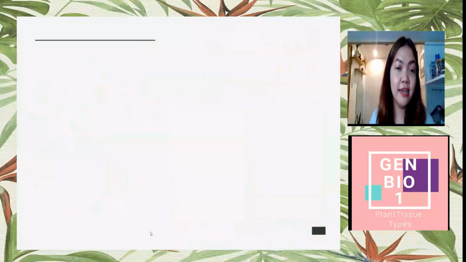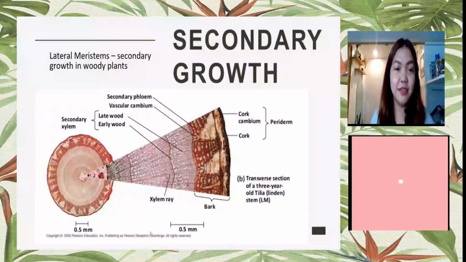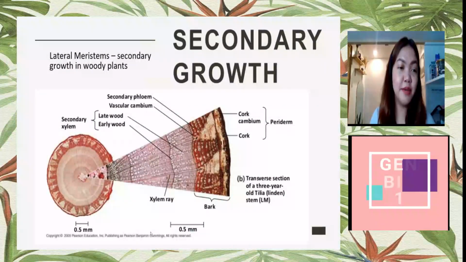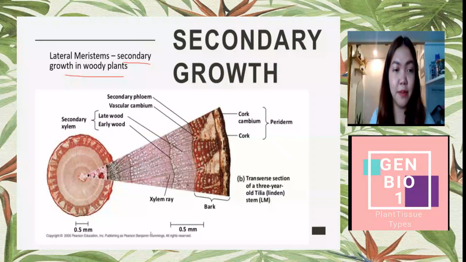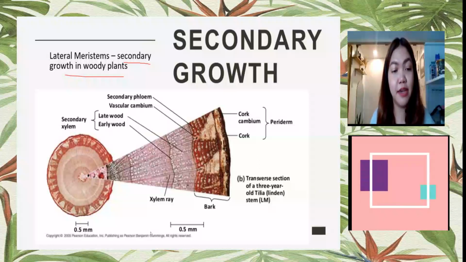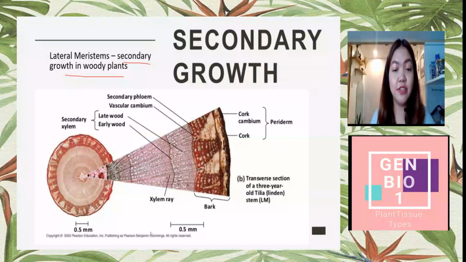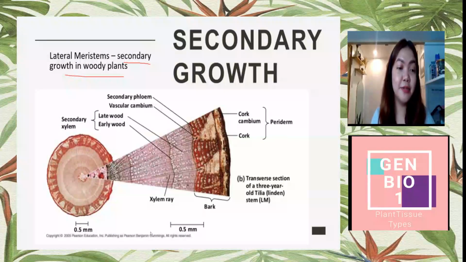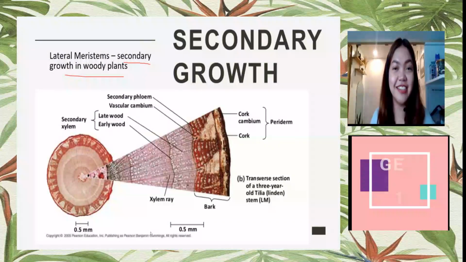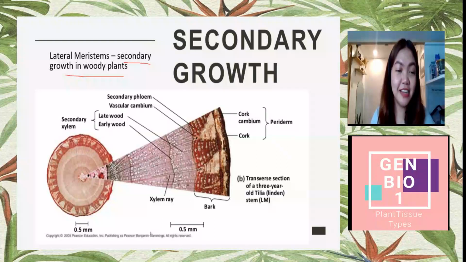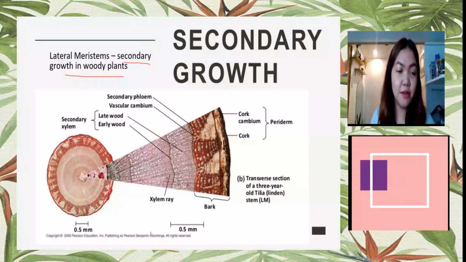Okay, next is the secondary growth. So this is naman happens because of your lateral meristem. So that is for secondary growth present in woody plants. So let's say for example, I have here the transverse section of a 3-year-old tilia stem. So transverse section is just the parang cross section. So if we zoom it in, it will look like this.